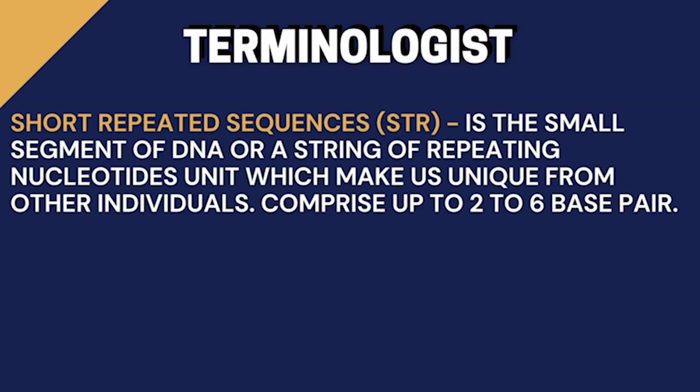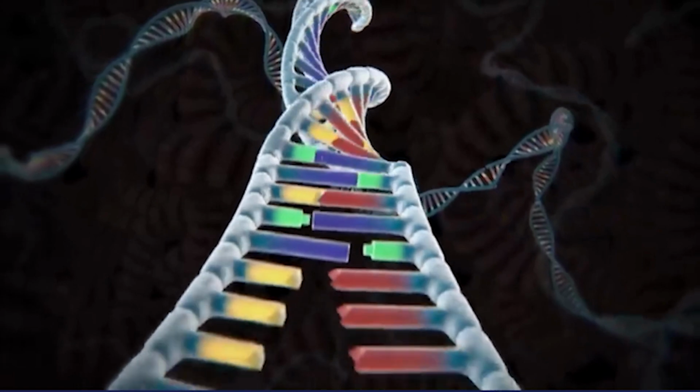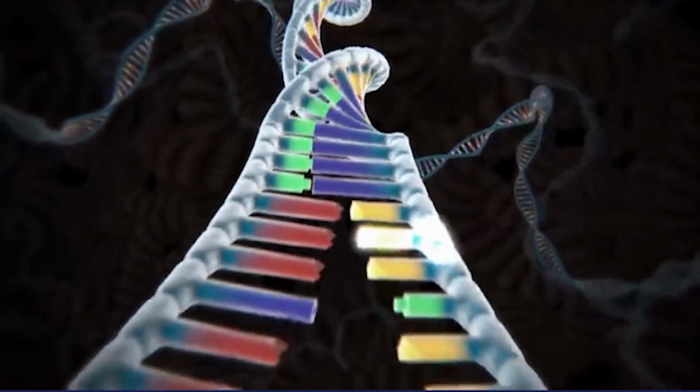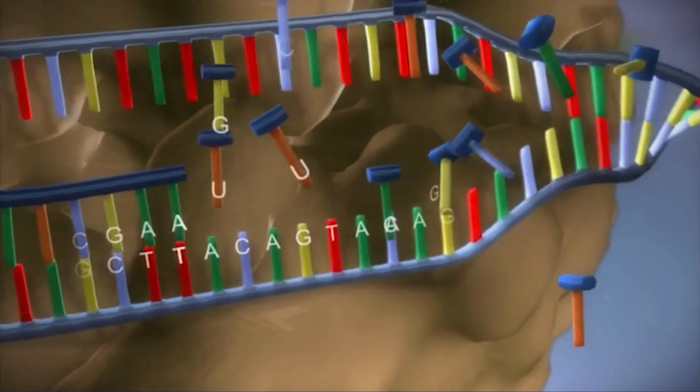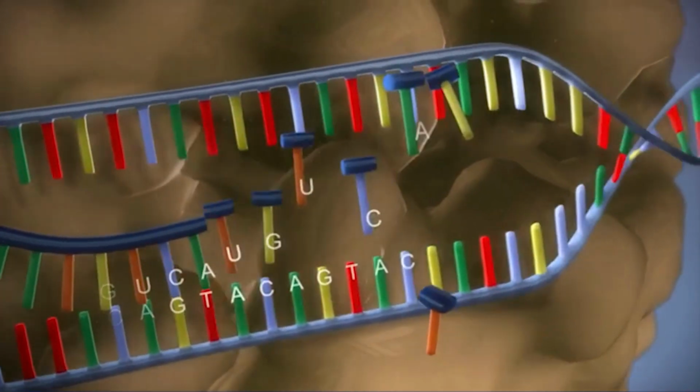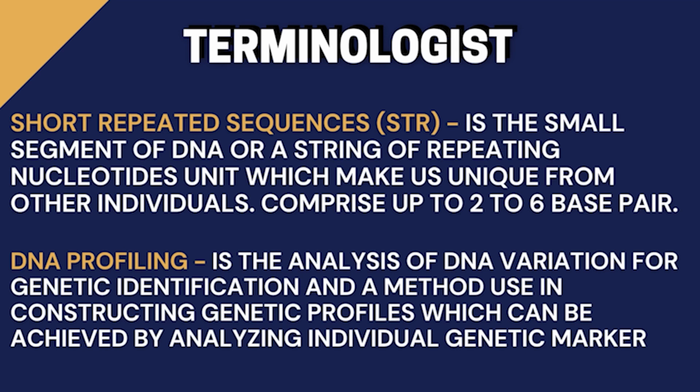STR, also known as microsatellite, is a small segment of DNA or a string of repeating nucleotide units which make us unique from other individuals. It is also known as one of the initial elements for DNA profiling. DNA profiling is the analysis of DNA variation for genetic identification and a method used in constructing genetic profiles, which can be achieved by analyzing individual genetic markers such as the aforementioned STR.